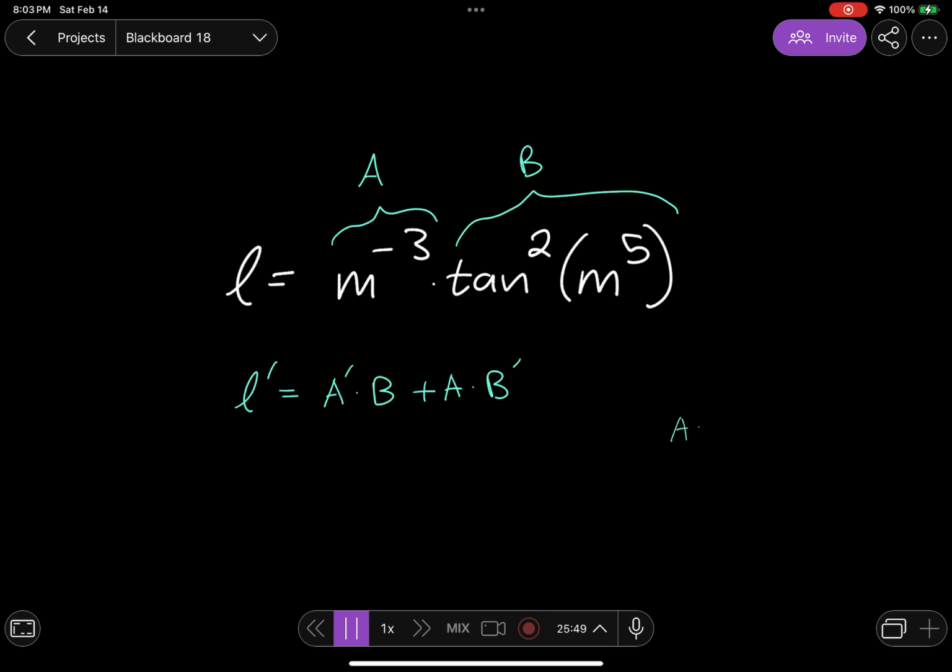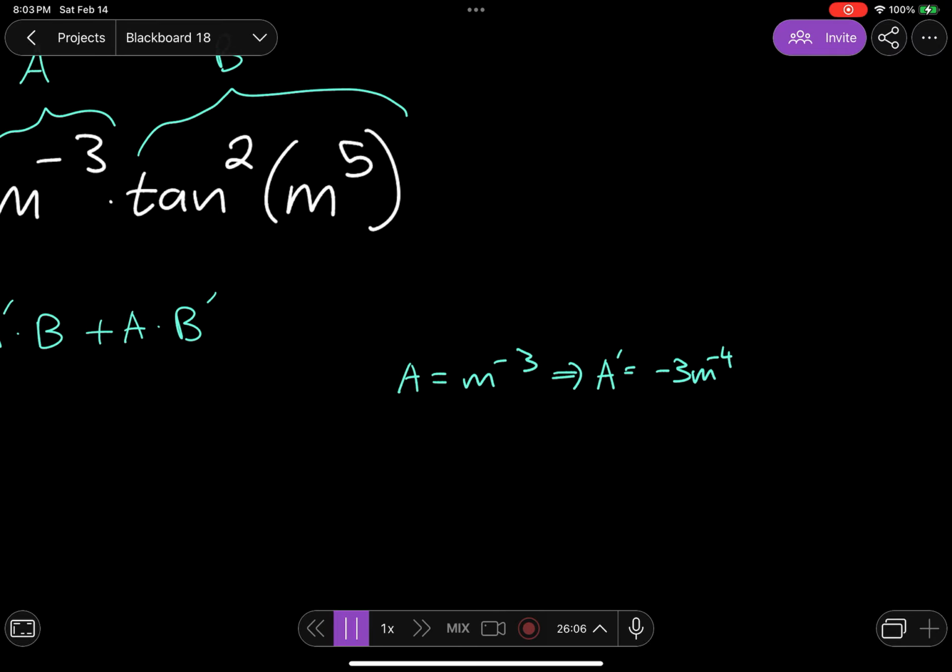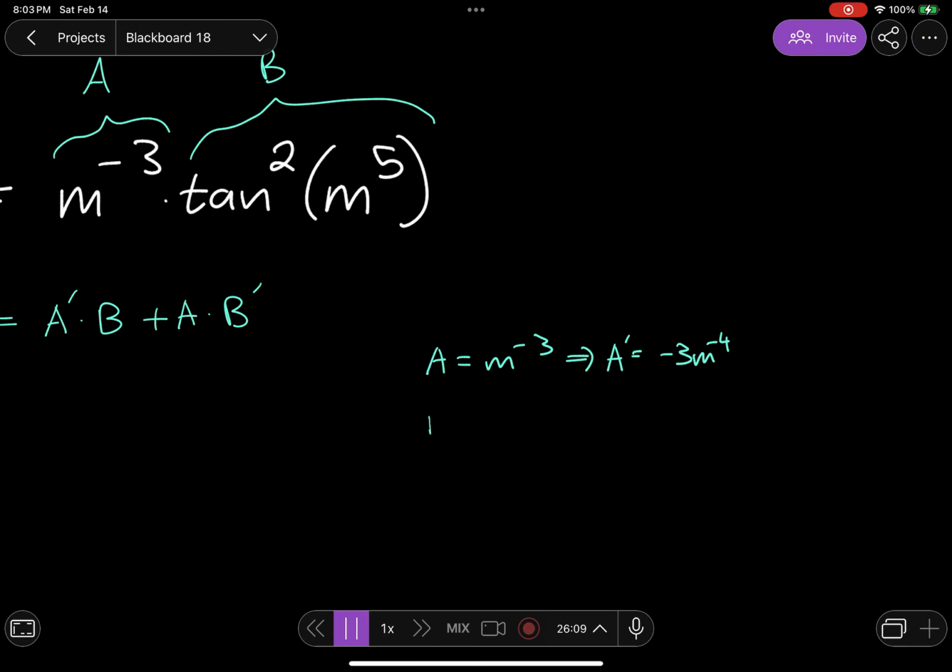If A is equal to m to the negative 3, that means that A prime is equal to negative 3 times m to the negative 4. That is the power rule for the integers. If B is equal to tangent squared of m to the 5th, what that means is I have chain rule 3 times over. The outermost function is something squared. The next innermost is tangent of something. And the final innermost is m to the 5th power.